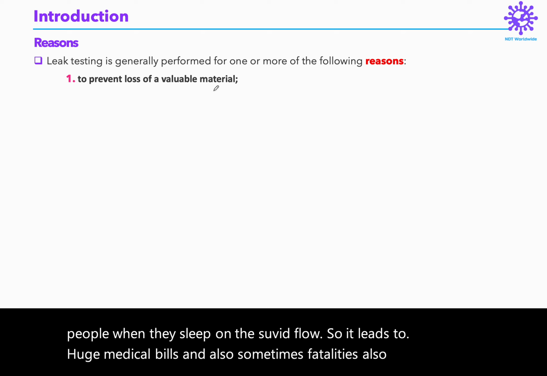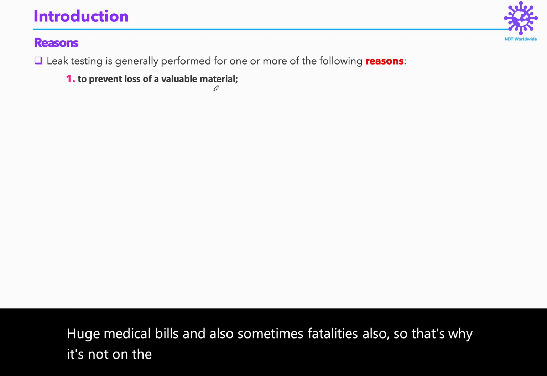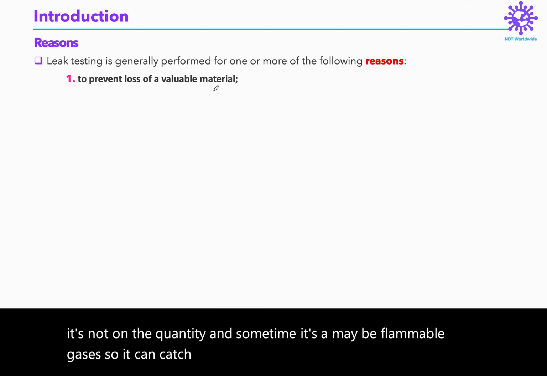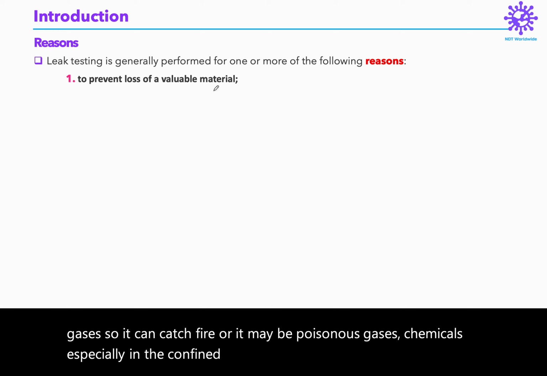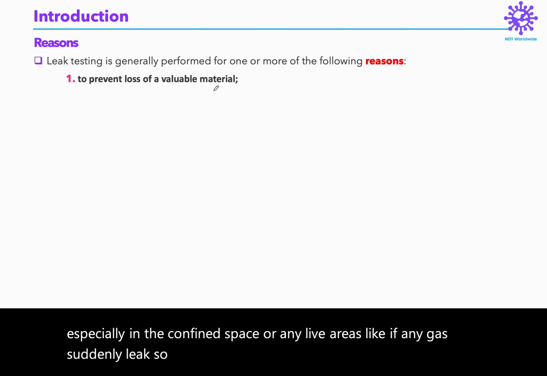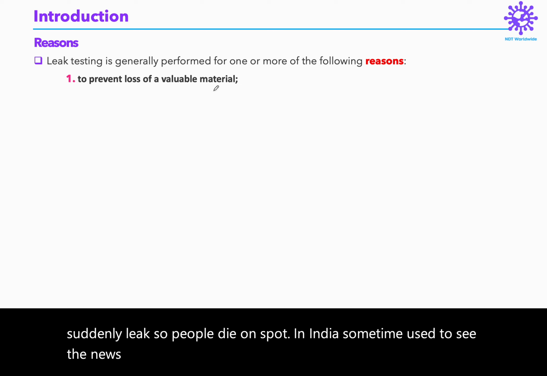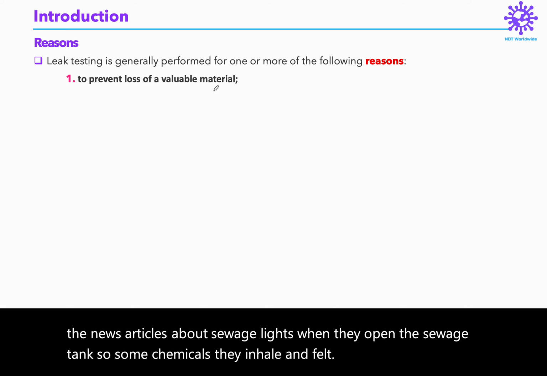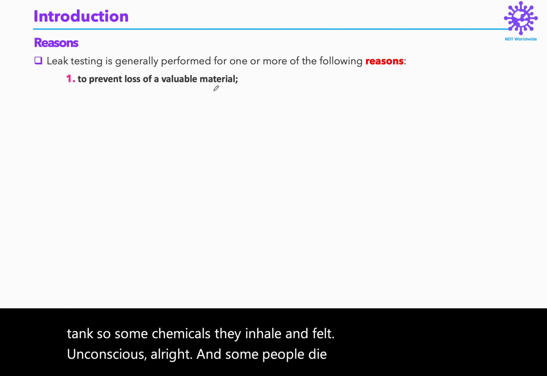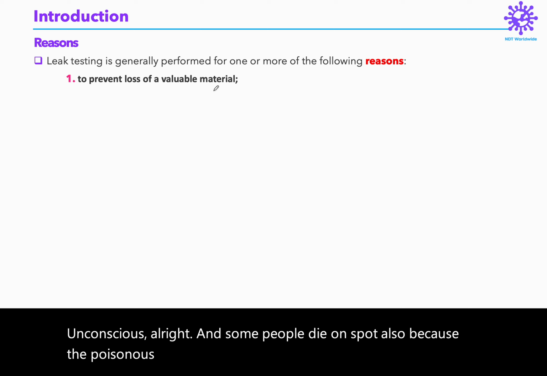So it's not about the quantity. Sometimes it may be flammable gases, which can catch fire, or poisonous gases and chemicals, especially in confined spaces or any live areas. If any gas suddenly leaks, people die on the spot. In India, sometimes we see news articles about sewage lines. When they open the sewage tank, some chemicals are inhaled and they fall unconscious, right? And some people die on the spot because of the poisonous gases.